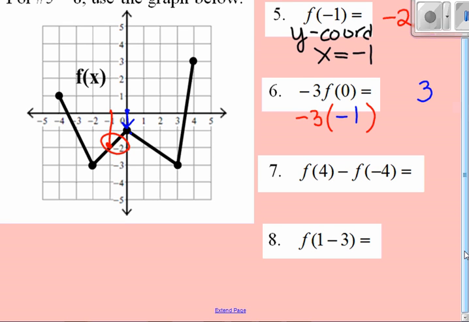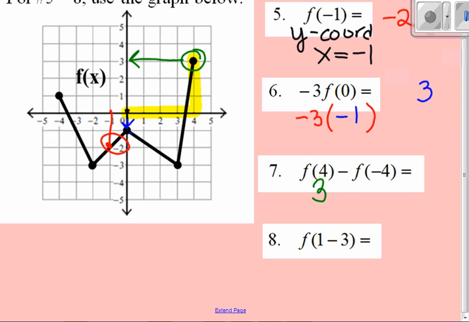Ready for the next one? F of 4. So I'm going to go over here till I get to 4 and find the y coordinate. Am I going to go up or down? I need the y value of the function when x is 4. Up. Because it's this point right up here. What's that y coordinate? It's 3.